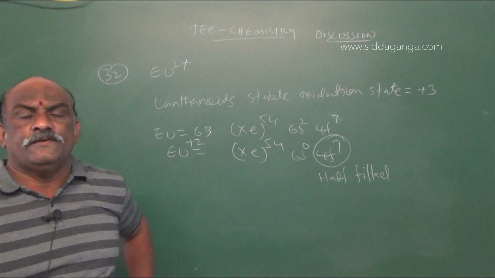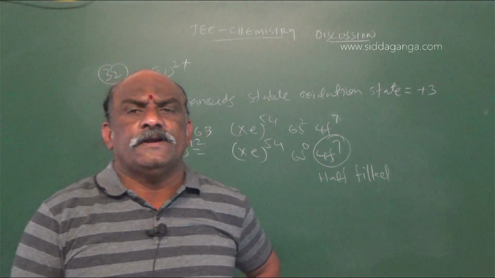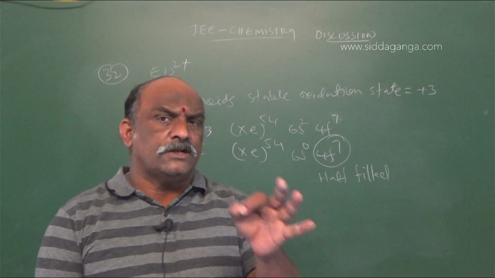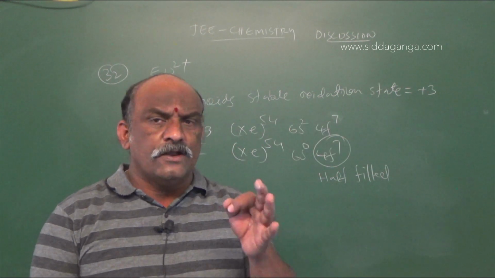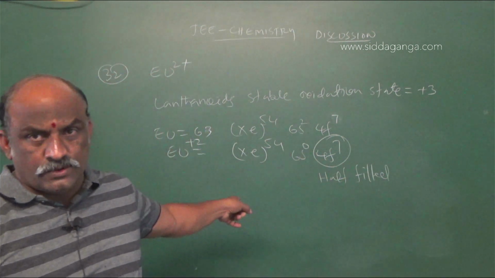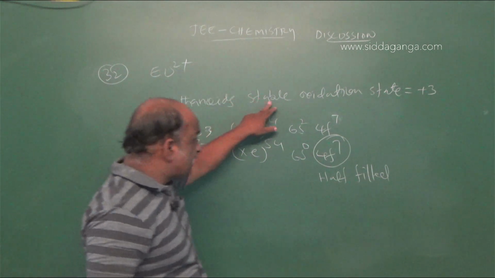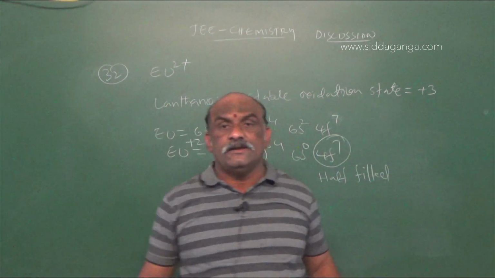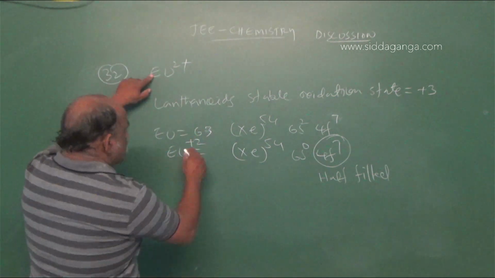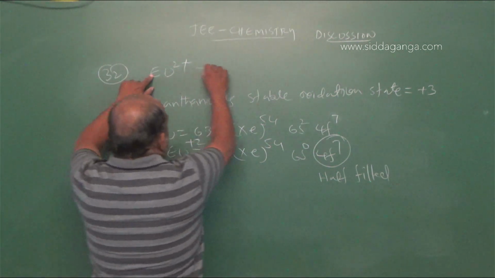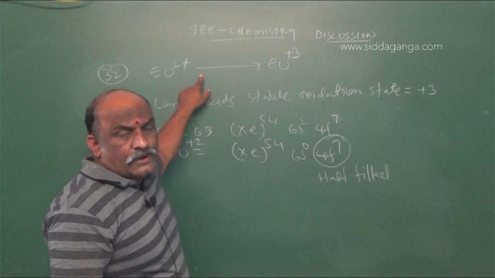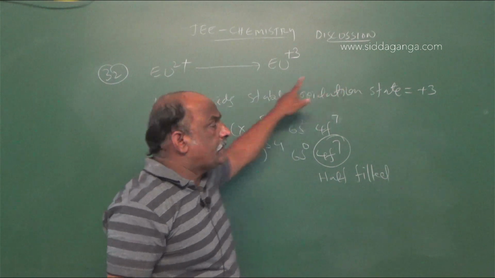4f7 is a half-filled electronic configuration. Half-filled and fully filled electronic configurations are more stable than partially filled configurations. So according to the configuration, europium is ready to form Eu2+. But the general stable oxidation state of lanthanides is +3. So Eu2+ is converted to Eu3+.